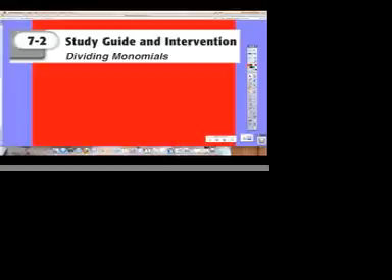Dividing monomials. We've had quite a few days with different activities talking about multiplying monomials and dividing monomials. So right at the top of your notes, quotient, guys, what does that vocab word quotient mean? It means divide. So when you're dividing monomials, all you have to do right here is subtract the exponents.